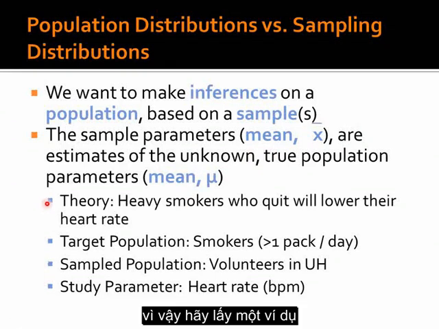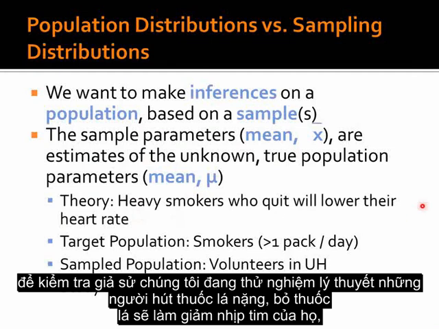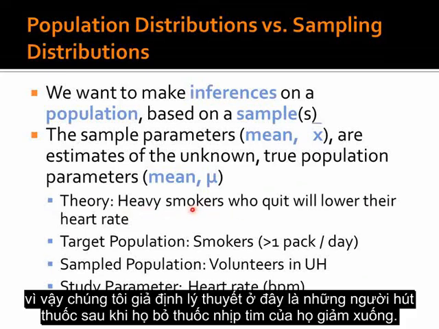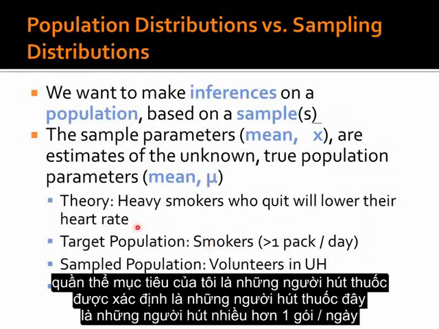So let's have an example. Let's say we're testing out this theory: heavy smokers who quit will lower their heart rate, right? So the theory here is that people who smoke, after they quit, their heart rate will go down.